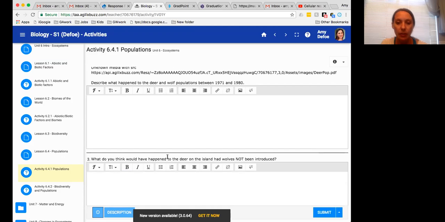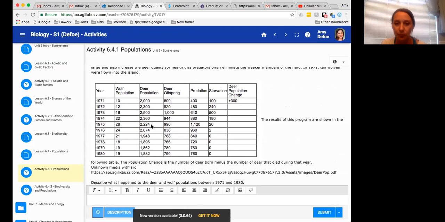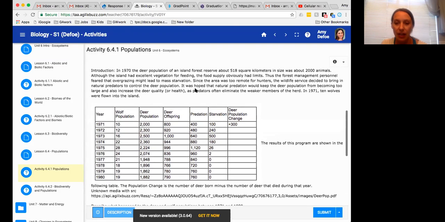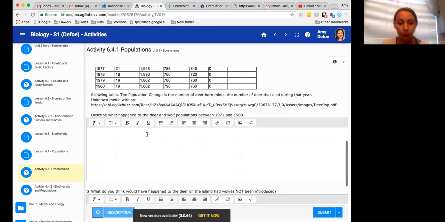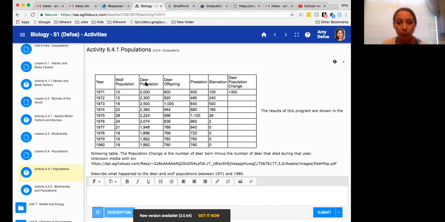What do you think would have happened to the deer on the island had the wolves not been introduced? So if those wolves did not come, what would happen to that number? As we read in the introduction, we know that starvation would have occurred. And we could also think about the health of those organisms. The deer would begin to have starvation issues. You could also think about health issues; famine and disease could come into play here as well.